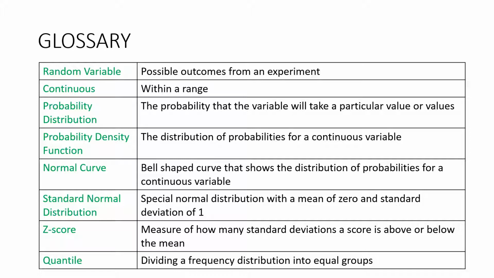Standard normal distribution, sometimes called the Z distribution, is a special normal distribution with a mean of 0 and a standard deviation of 1. A Z-score is a measure of how many standard deviations a score is above or below the mean, and a quantile means to divide a frequency distribution into equal groups.